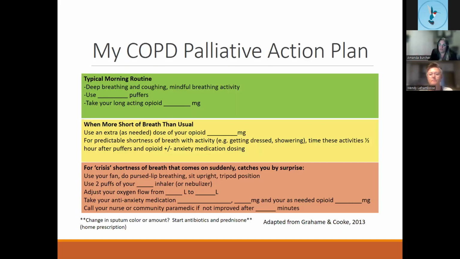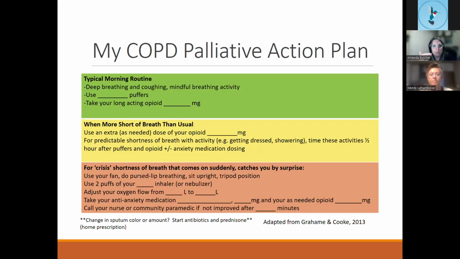For crisis shortness of breath, so it comes on quickly and takes you by surprise and you're in significant distress. Use your fan, do your pursed lip breathing, sit upright in that tripod position. Take 2 puffs of your rescue inhaler or do a nebulizer. Adjust your oxygen flow. Again, that's only if we're really looking at end stage and only if they've been instructed and recommended to do so by the respiratory therapist. Take your anti-anxiety medication and your as needed opioid. And then I always add, call your nurse or your community paramedic after however many minutes. Rather than calling 911, call the nurse or the community paramedic.